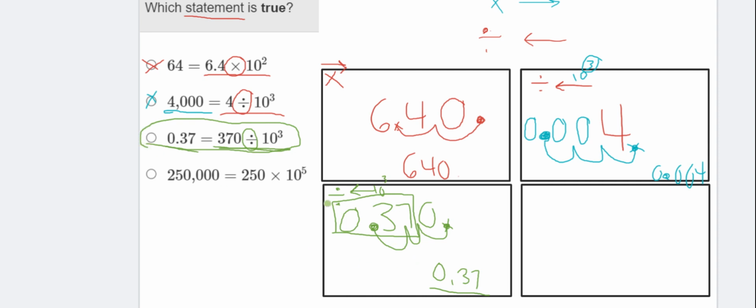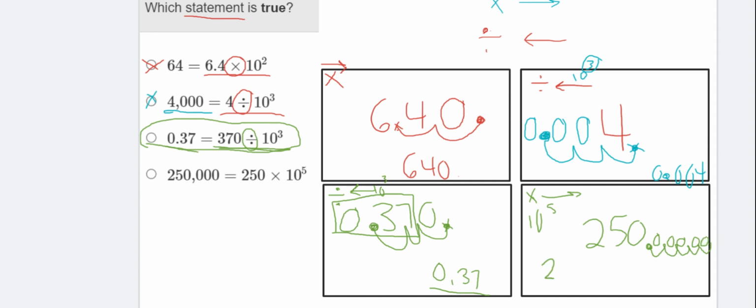However, I know a good mathematician always double checks their work. So let's try the last one. 250,000 equals 250 times 10 to the fifth. So I'm going to write down 250. And I know that I'm multiplying. So that means I'd move it to the right, times 10 to the fifth. Now, if I don't see the decimal, I know it's at the end. And I'm going to go to the right 5 times. 1, 2, 3, 4, 5. So now I have to add 1, 2, 3, 4, 5 zeros.